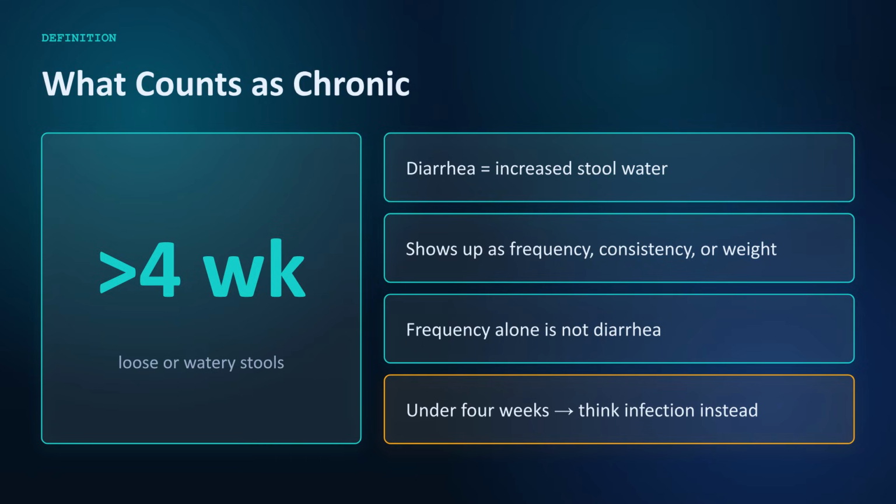So look, let us define the term precisely. Chronic diarrhea means loose or watery stools lasting more than 4 weeks. That 4-week line matters. Under 4 weeks, you are mostly thinking infection. Past 4 weeks, infection becomes much less likely, and the differential shifts to chronic disease. Diarrhea itself means increased stool water, which shows up as increased frequency, looser consistency, or greater stool weight. Frequency alone is not diarrhea. A patient with formed stools 3 times a day does not have diarrhea. So anchor on stool water and on the 4-week clock. One more practical point: always separate diarrhea from fecal incontinence and from overflow around constipation. Patients use the same word for all 3.